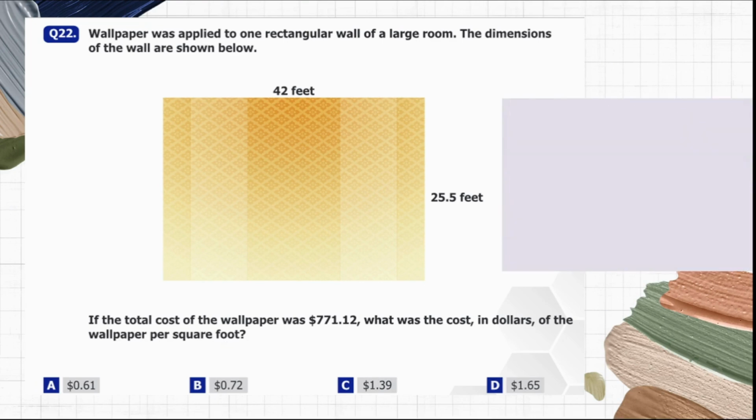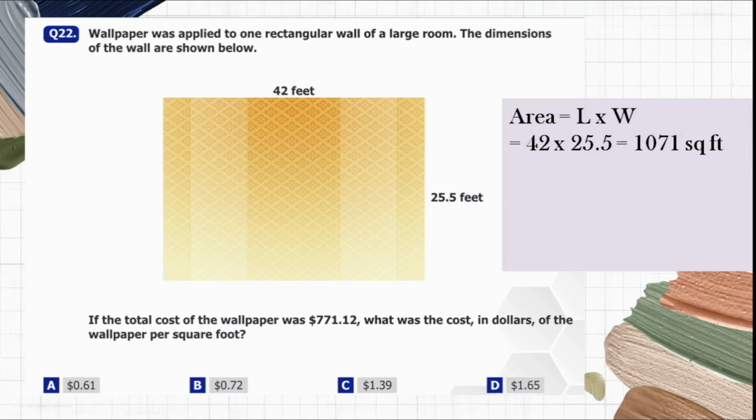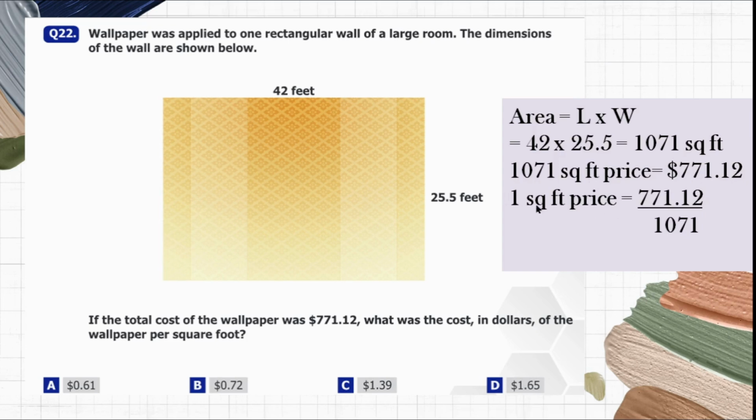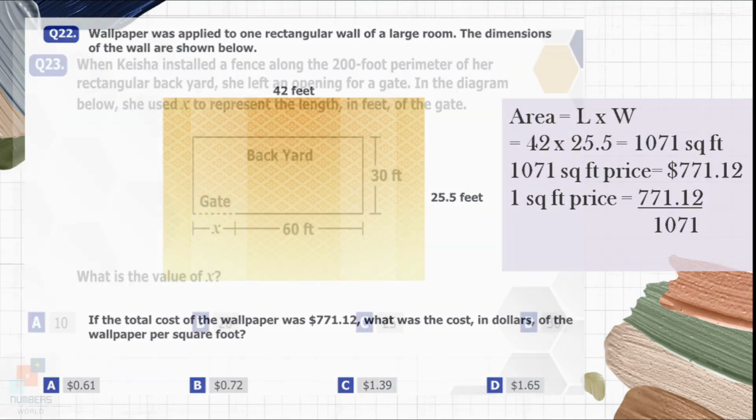So we know the formula of the area of a rectangle is equal to length multiplied by width. We will simply put the values in the equation and solve it. The total area of the wallpaper is 1071 square feet. So the total cost of the wallpaper, which is 1071 square feet, is equal to $771.12. To calculate the price of 1 square foot, we will divide the cost by the area of the wallpaper. So after the calculations, we may say the cost of the wallpaper per square foot is $0.72, which is our option B.